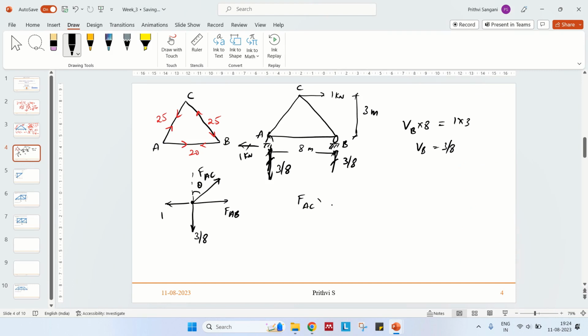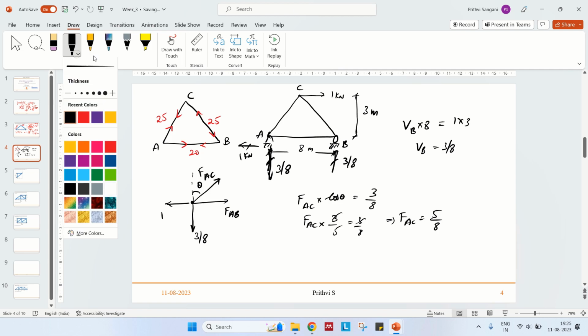FAC times cos theta should be equal to 3 by 8. What is cos theta here? Cos theta is 3 by 5, so FAC times 3 by 5 is 3 by 8. So FAC is 5 by 8.